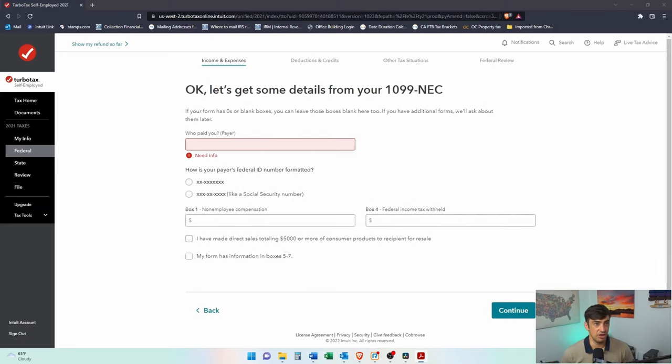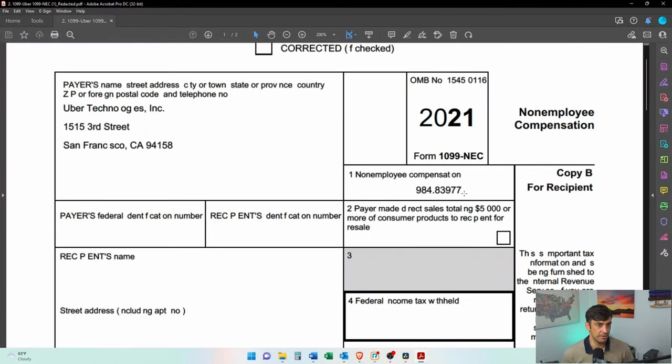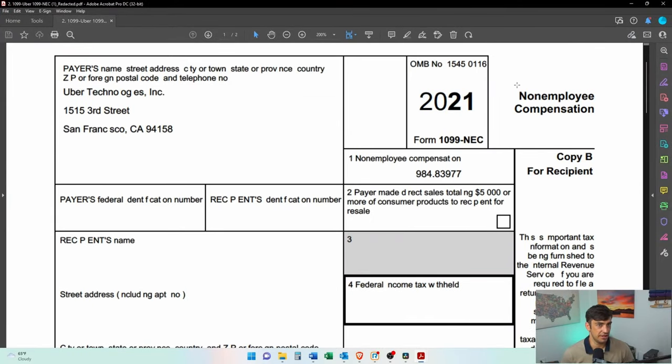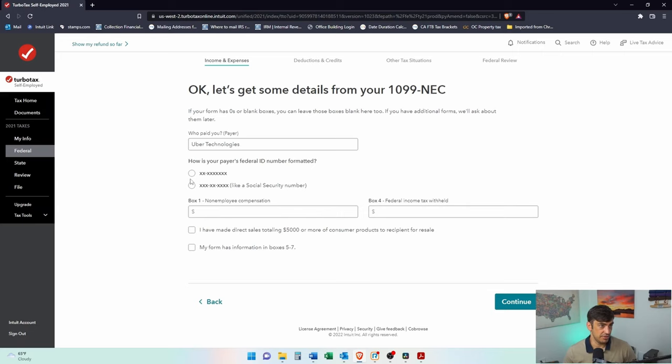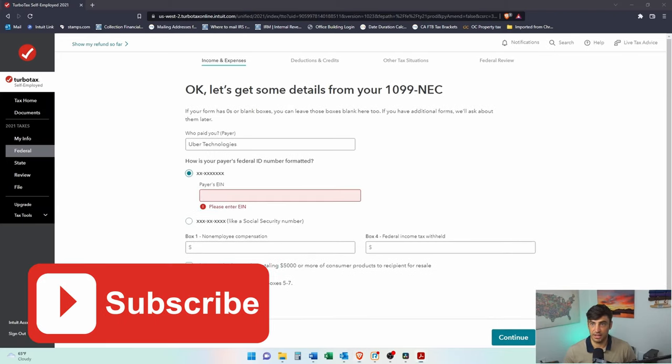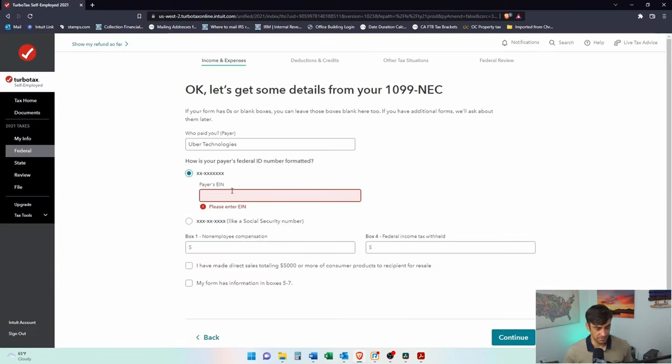All right, let's take a look at this 1099 here from Uber. We got paid a little bit of money here from this NEC, non-employee compensation. So we're just gonna enter in the information here. Who paid you? We'll say Uber. It says on there Uber Technologies. How is your payer's federal ID formatted? We'll say it's like this. It's an EIN, and that would be right here. Of course, it got all mixed up, but it would be right here. And I'm just going to make this up because I don't have it.